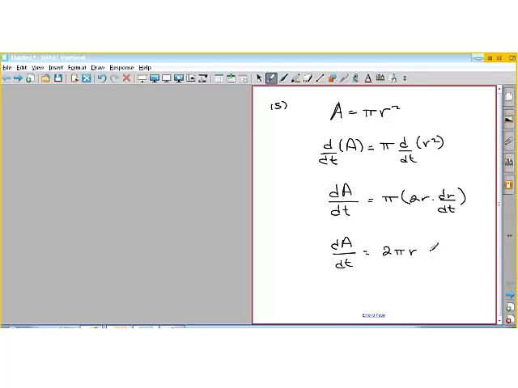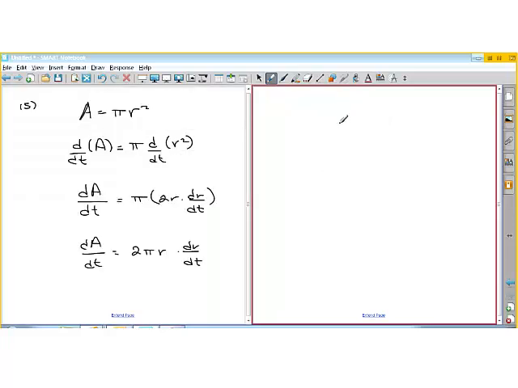Anyway, so you get 2 pi r dr dt. So you can calculate the rate of change in the area by knowing the radius and dr dt. So let's look back at the problem. It says the rate of increase of the radius, dr dt, the rate of increase with respect to time, is increasing, so it's positive 3 centimeters per minute. So that's dr dt.